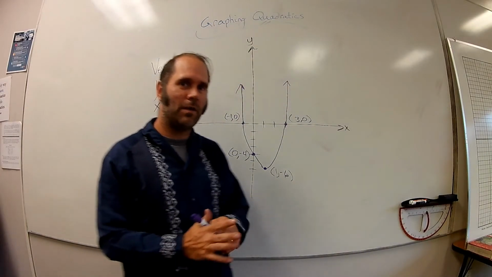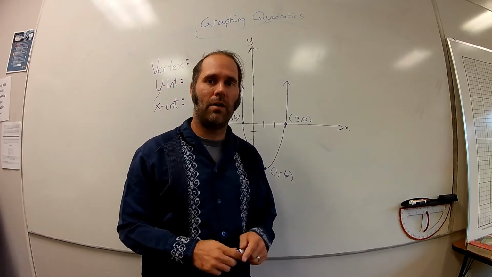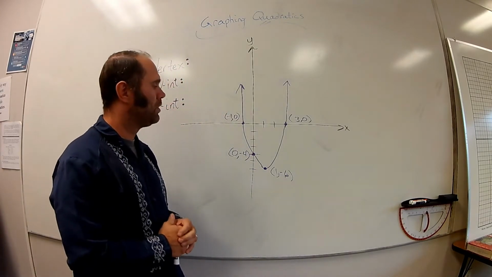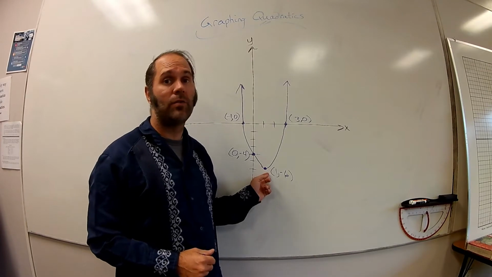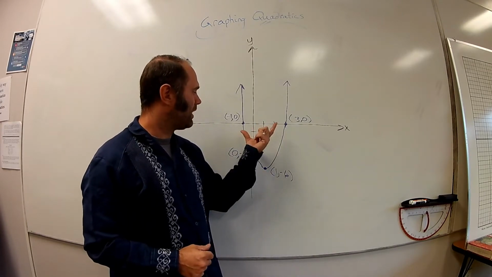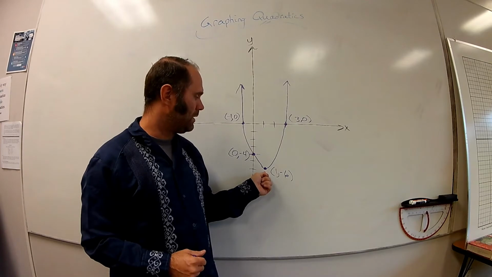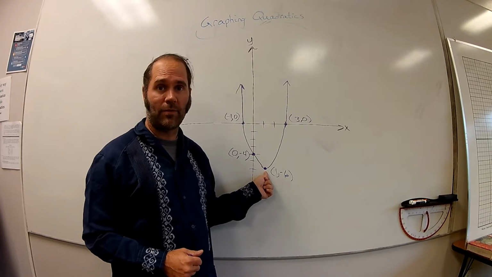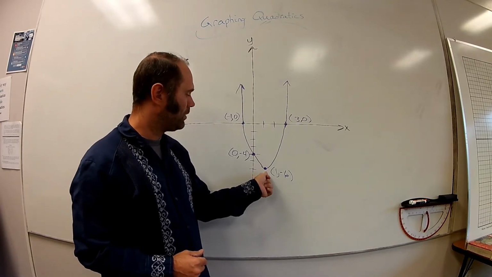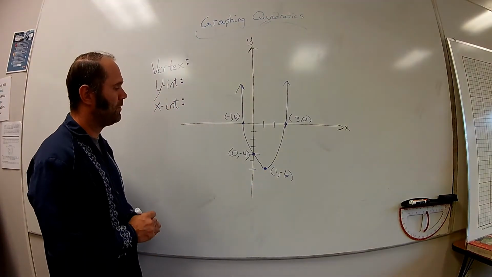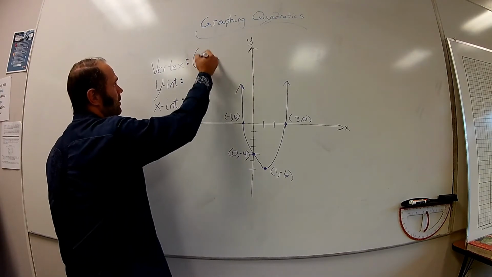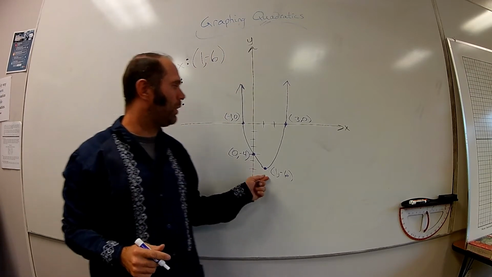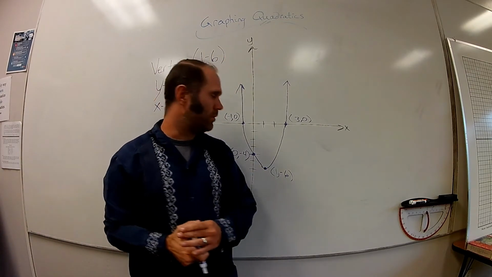Alright, this is a quick video about the important parts of a quadratic graph. When you're graphing a quadratic, you want to find the lowest or highest point, depending on whether it's facing upward or downward. The lowest point in this graph, or highest point, is called the vertex. In this case, the vertex is (1, -6). That is the lowest point on this graph. It is called the vertex.